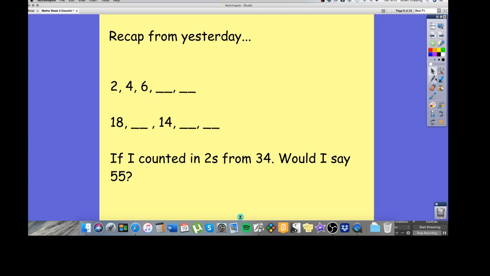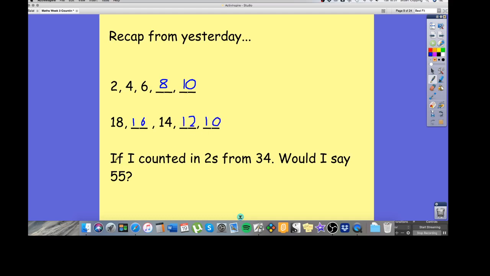Okay, you've all had a go, or you're cheating. So we've got 2, 4, 6, 8, 10, and then we have 18. This one goes backwards, look, because 18 and 14, the numbers are getting smaller. So it's 18, 16, 14, 12, 10. Okay.